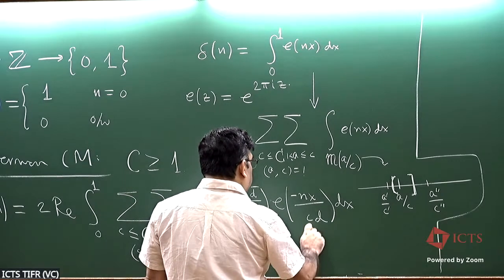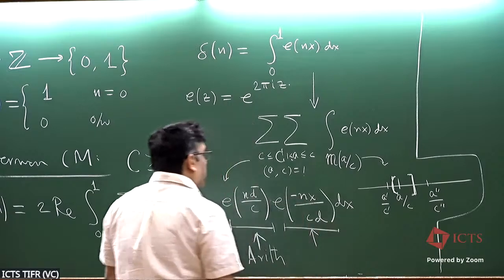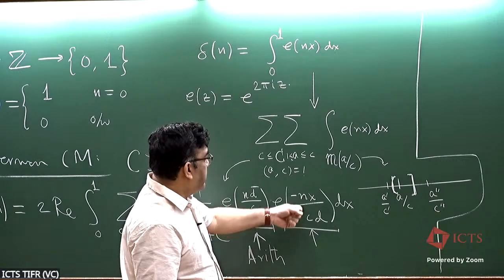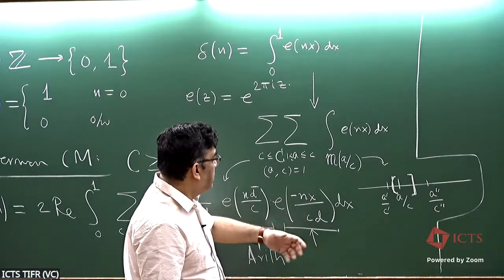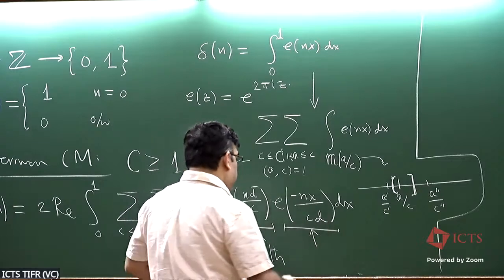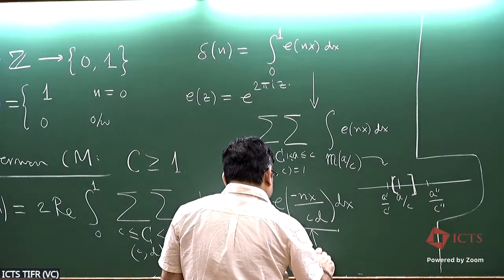But this part, it's not arithmetic. You cannot say that it depends only on the congruence class of n modulo C, because this is really a real number. There's no periodicity over here. And this I'll call the analytic part.